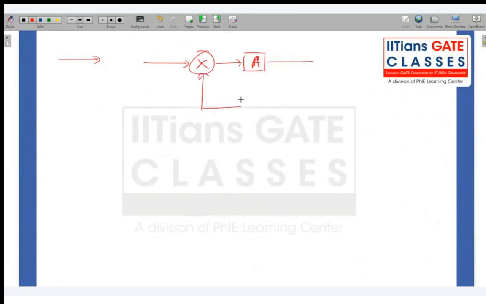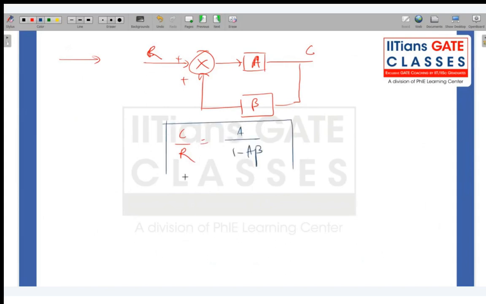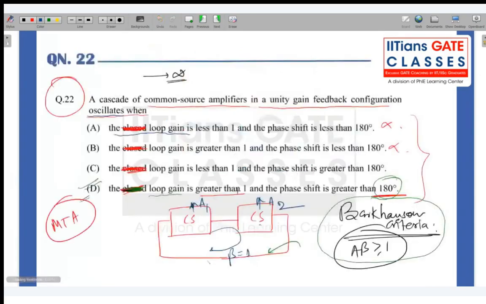Whenever this is under positive feedback, sorry, this is the reference input R and this is the output C. So C by R, which is the closed loop gain, will be A upon 1 minus A beta, right? If A beta is equal to 1, then this will tend to infinity. So closed loop gain is infinite always. So I think they should not mention closed loop gain is greater than 1. They should mention the loop gain can be greater than 1.